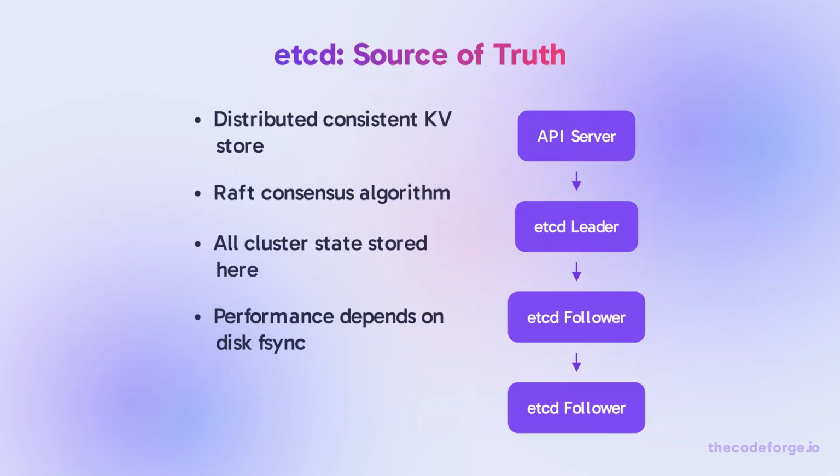etcd is a distributed, consistent key-value store that powers Kubernetes. It uses the Raft consensus algorithm to achieve strong consistency. All cluster state is stored in etcd. The key insight: etcd is a replicated log, not a traditional database. Performance heavily depends on disk I/O latency for fsync operations.